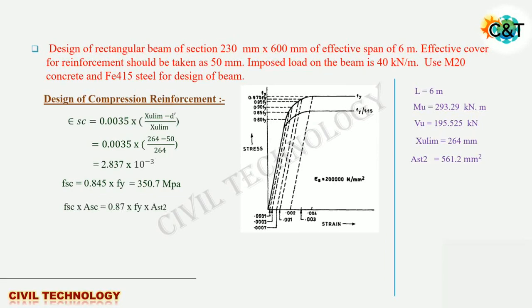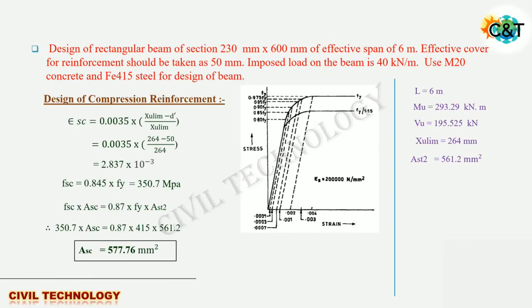So here is the formula: FSC multiplied by ASC, where ASC is the area of compression reinforcement, will be equal to 0.87 times Fy into AST2. Just put down all the values and you will get the ASC value. We already calculated AST2 in the tension reinforcement step, the Fy value we know, and FSC we already calculated here. So ASC you will get as 577.76 mm square. This much steel you require at the compression side.